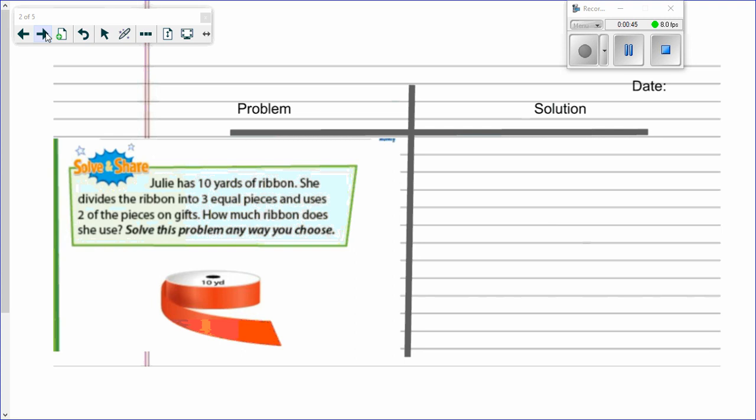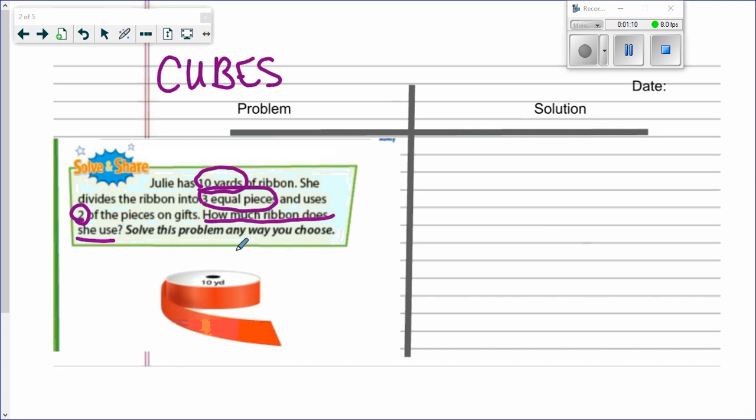And before you solve the problem, let's quickly review. We're going to want to circle the important numbers. So we have 10 yards of ribbon. We're dividing it into 3 equal pieces, and we're going to use 2 of those pieces. We're going to underline our question, how much ribbon does she use in all?